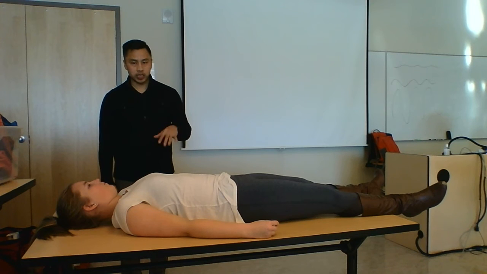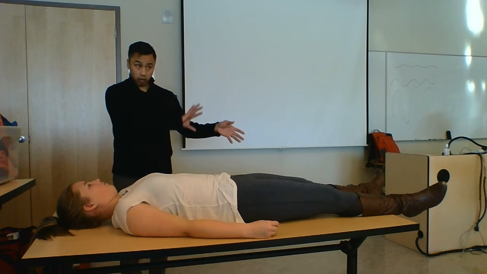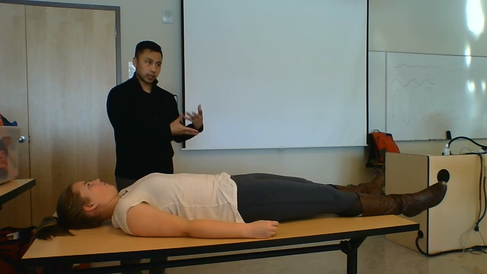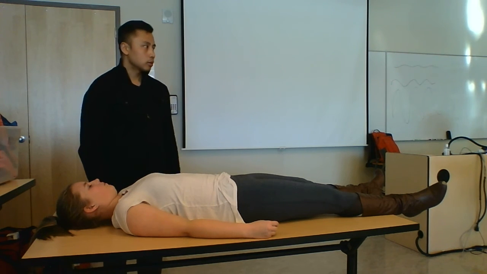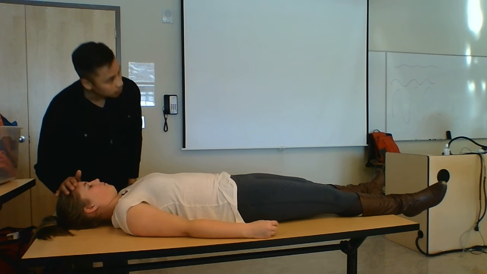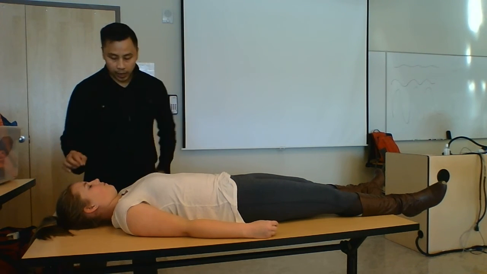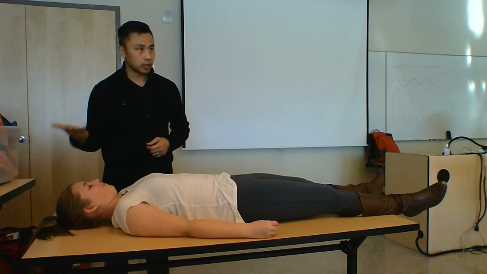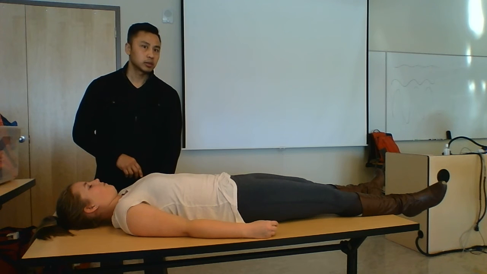Because she's unconscious, I can't ask history questions, so I automatically go into a secondary, not a focused, a secondary survey, starting with vitals. So heart rate, rhythm, and quality. Respiration rate, rhythm, and quality. Eyes, skin, pulse ox, and blood pressure.